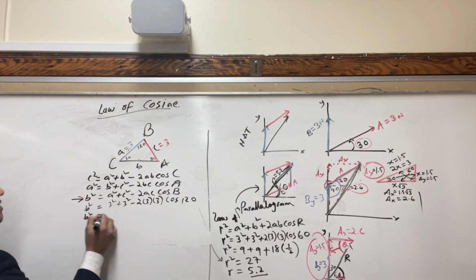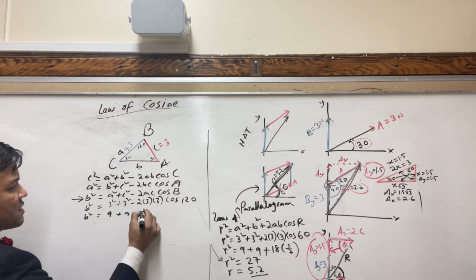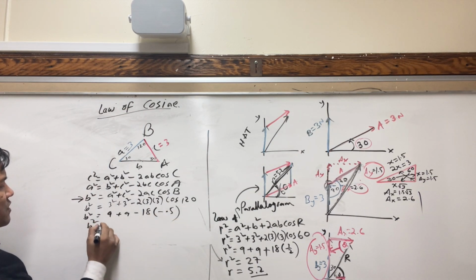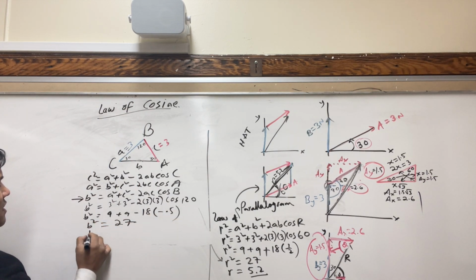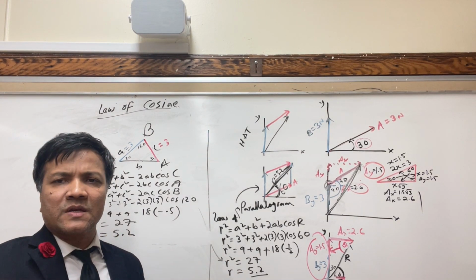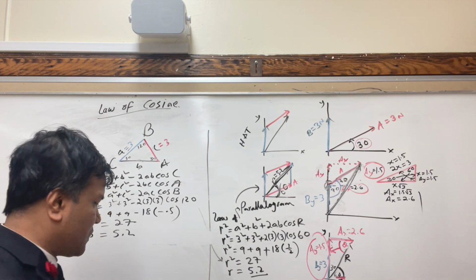So B squared is equal to 9 plus 9 minus 18 times minus 0.5. So B squared is 27 and B is 5.2. And the law of cosines tells us that it is nothing but 5.2.